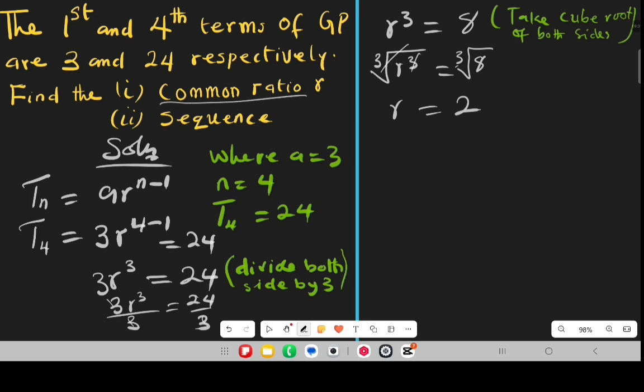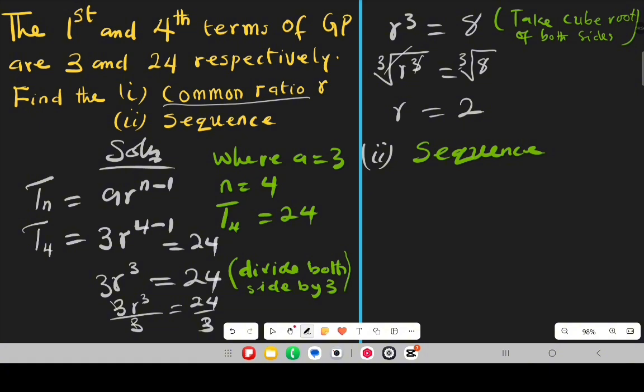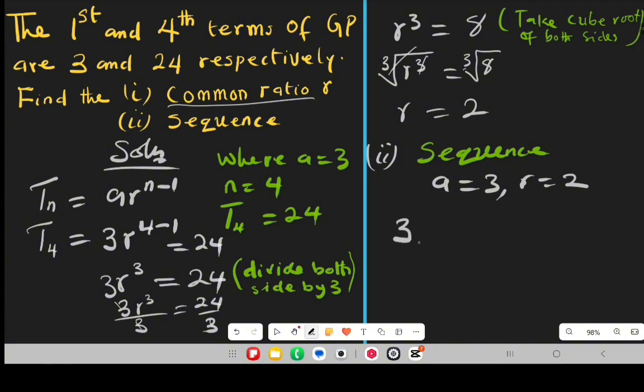Now we have to look for the sequence, which is II. We can find the sequence if we know the first term, which is a equal to 3, and r is equal to 2. To generate the sequence, we write the first term, which is 3. Because it's a geometric progression, we multiply by the common ratio, which is 2. 3 times 2 gives us 6. The next term is 6 times 2, which gives us 12. The next term is 12 times 2, which gives us 24. The next term is 24 times 2, which gives us 48, and so on.